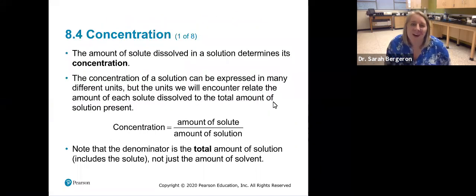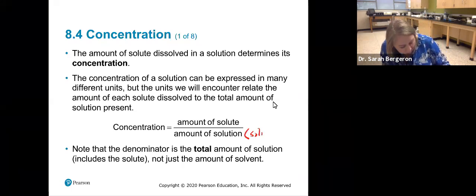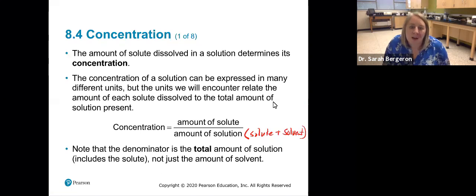All right, so the amount of solute dissolved inside of a solution determines its concentration. And this is a lot of times how we represent how much of something we're giving to a patient. Our concentration of our solution typically gets expressed as amount of solute over amount of solution. So remember, solution is solute plus solvent, the two things together. Just be careful that you add that solute and solvent to get your solution. So it's like the part over the whole.